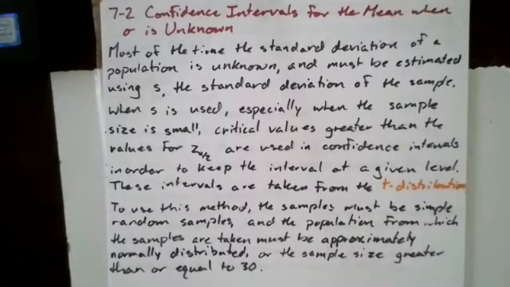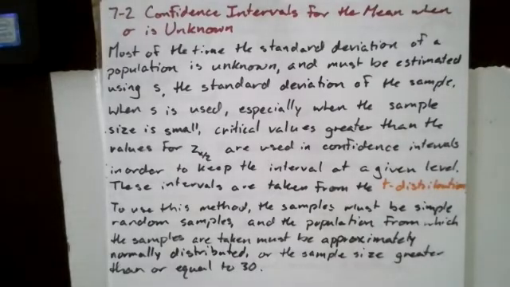In this video, we will discuss confidence intervals for the mean when sigma is unknown. Most of the time, the standard deviation of a population is unknown and must be estimated using s, the standard deviation of the sample. When s is used, especially when the sample size is small, critical values greater than the values for z sub alpha over 2 are used in confidence intervals in order to keep the interval at a given level. These intervals are taken from the t distribution.